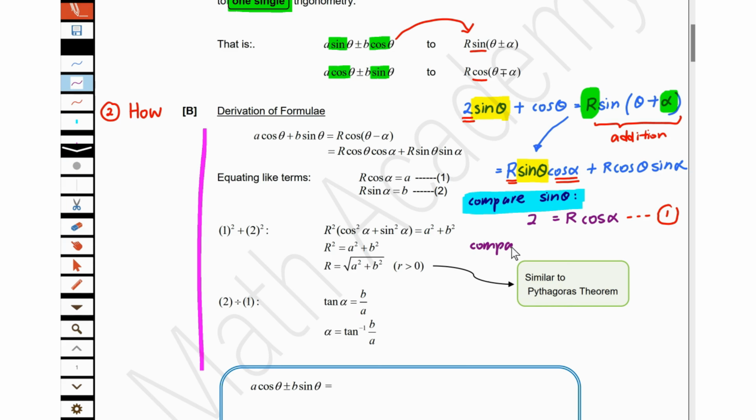Next, I'm going to compare the coefficient of cos theta. The comparison will always be the same. You have to compare sine theta and cos theta. So I'm going to highlight the cos theta on the left hand side and the cos theta on the right hand side. On the left hand side, the coefficient of cos theta is 1. On the right hand side, the coefficient of cos theta is r sine alpha. Okay, I'm going to underline that.